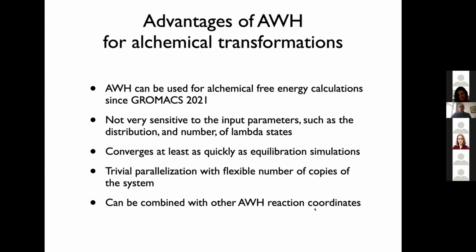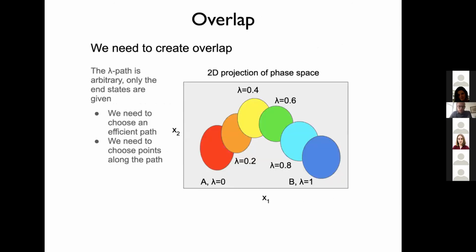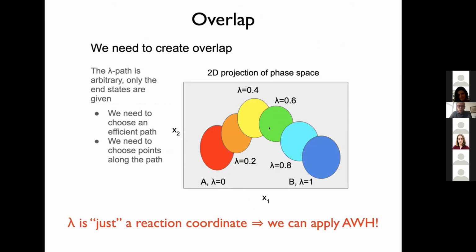Yeah, so this gives, as for the physical coordinates, it's not very sensitive to the parameters, to the distribution and number of lambda states, so you can choose enough here. So you don't limit it by, in the standard schemes, you want to have as few as possible because it gets more expensive, but here you can choose as many as you want, again, because the system moves along lambda, so it's not fixed. So, I mean, the AWH moves back and forward, so you don't fix the system.